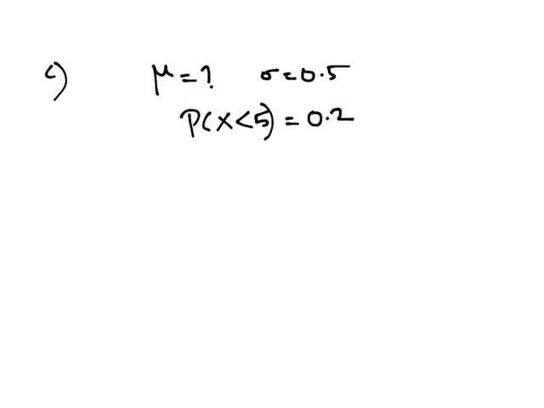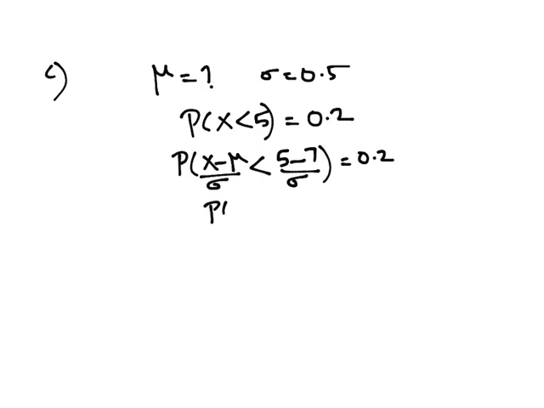As I told you earlier, students, whenever you're supposed to find mu or sigma, you need to convert the X into Z. So how do you do that? You write P of (X minus mu) by sigma is less than (5 minus mu) by sigma equal to 0.2. That means I can write (X minus mu) by sigma as Z. So P of Z less than (5 minus 7) by sigma, that is minus 2 by sigma, equal to 0.2.